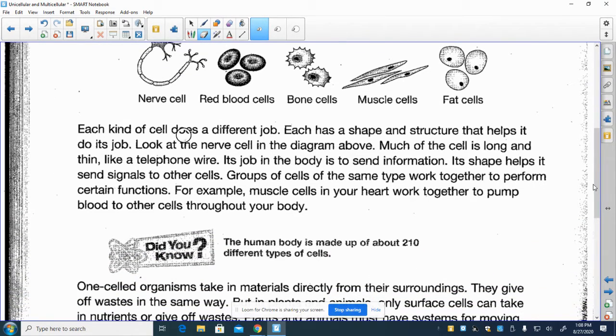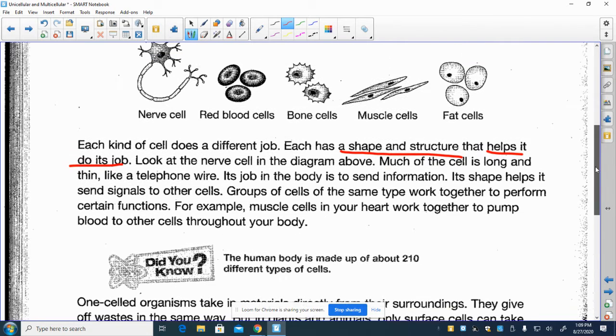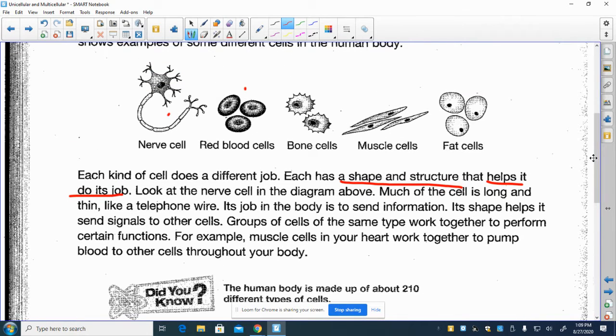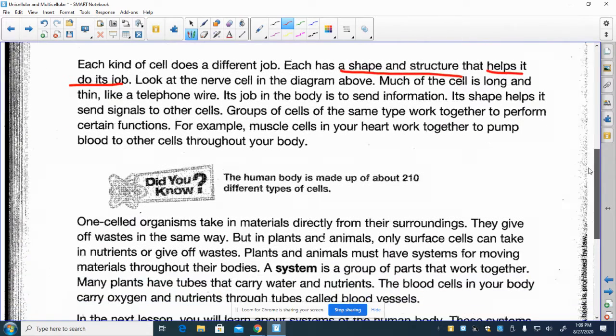Each kind of cell does a different job. Each has a shape and structure that helps it do its job. So shape and structure help it to do its job. So there's a reason why each one of these cells is shaped the way that it is.